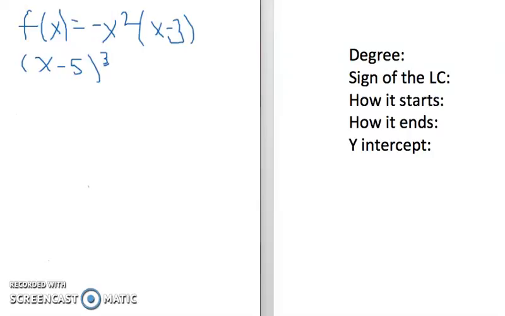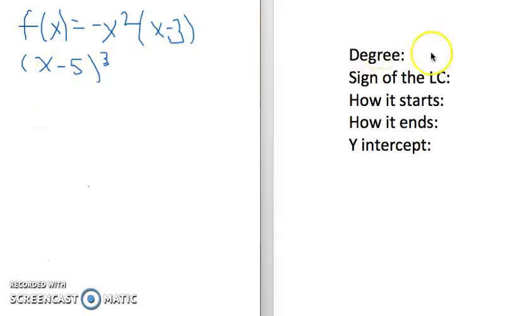Today I'm going to explain how to graph a polynomial function. So the function that I'm going to use is f(x) equals minus x squared times (x minus 3) times (x minus 5) cubed.